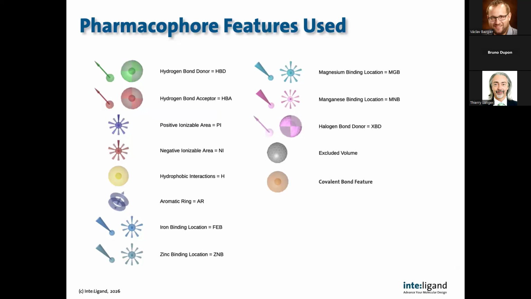And the exclusion volumes, where we can make a coat of exclusion volumes to limit the size of the binding site. Yes, this is the halogen bond. Exactly. And the halogen bond is actually, it is here, XBD it's called, halogen bond donor, because of the sigma hole.